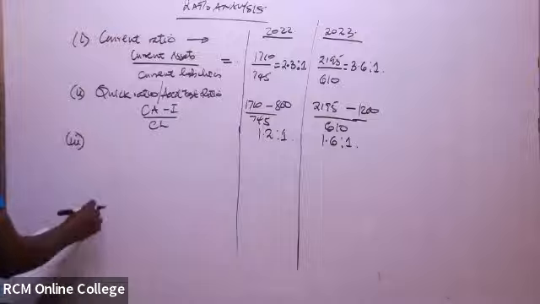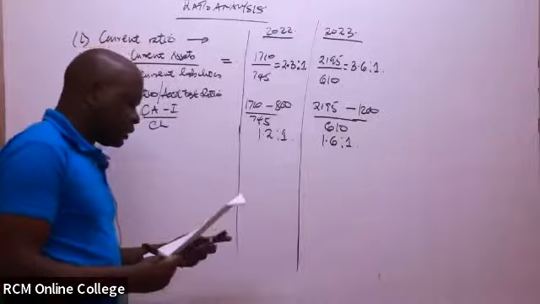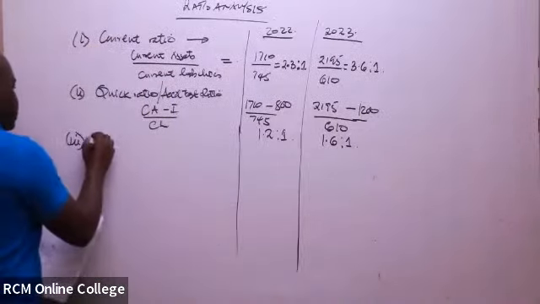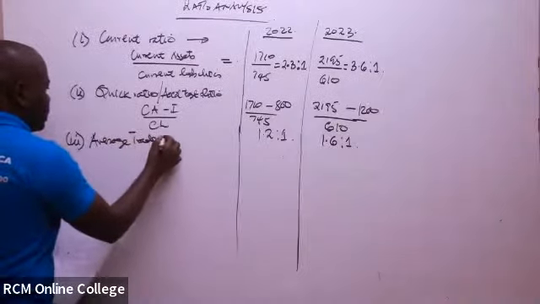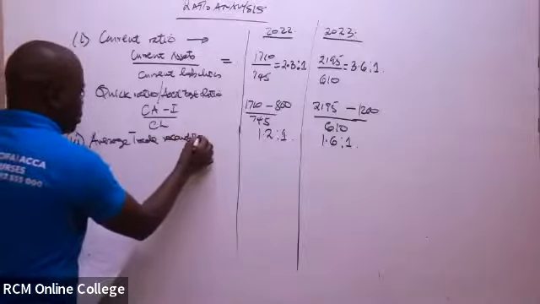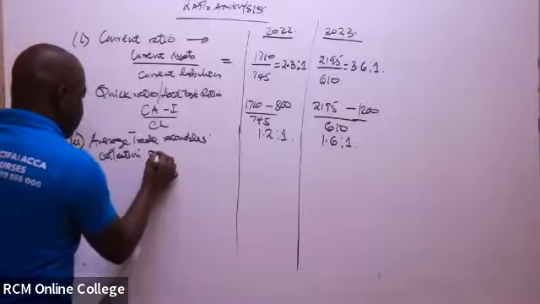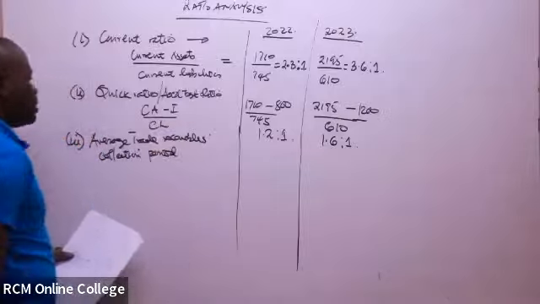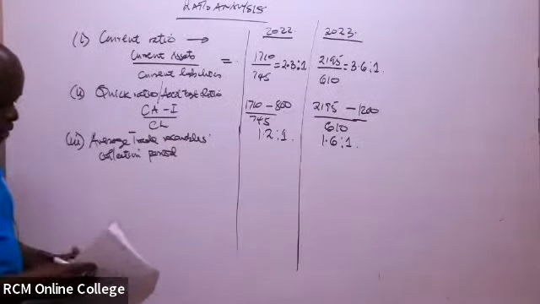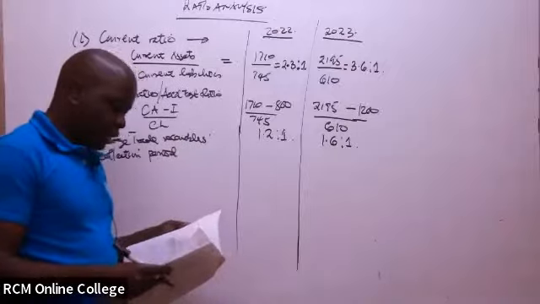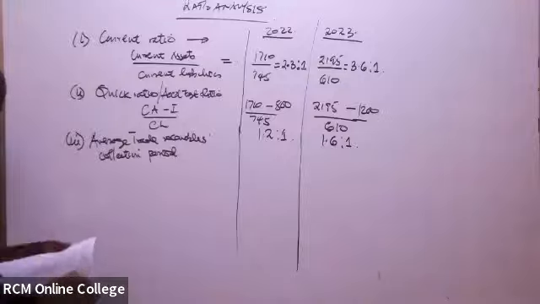So we can go to the third one. In this case, you are called upon to compute the average trade receivables collection period. What is the formula for average trade receivables collection period?